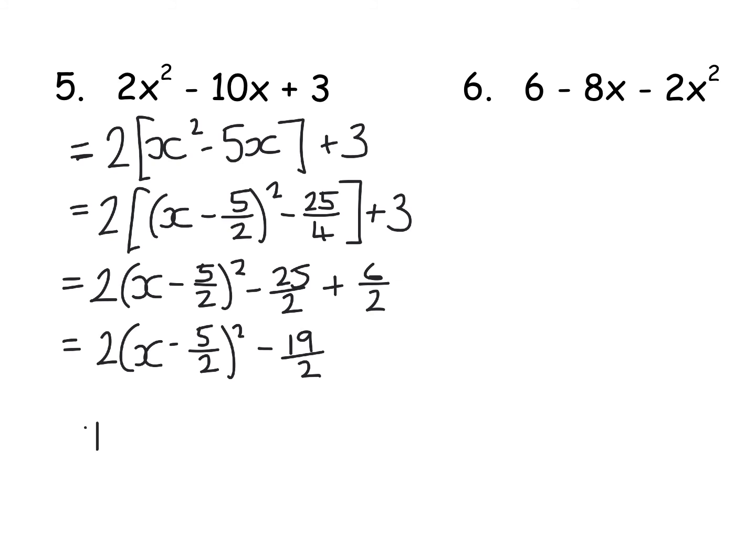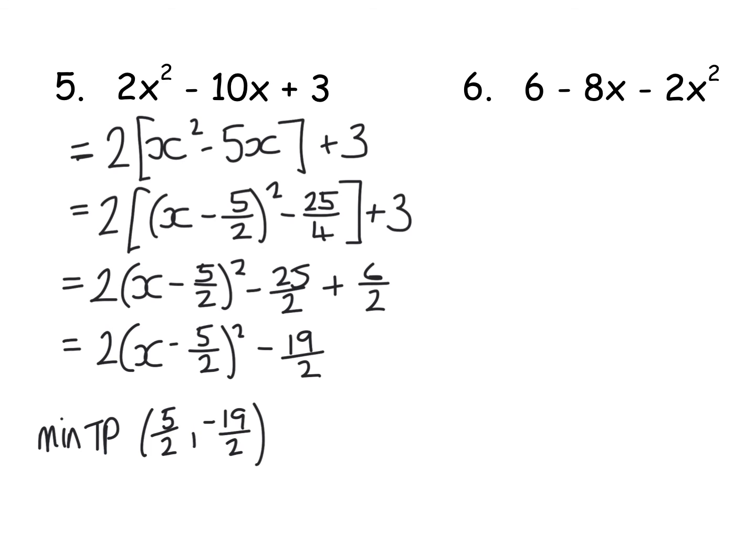Now if I'm looking for the turning point, this is also a minimum turning point because it's a positive x squared. It just happens to be fractions. So that goes to positive 5 over 2 and negative 19 over 2. Okay, they're not nice, are they? Right, so my last one. This is a big deal. This is the one you're going to have maybe in an exam that's not really nice.